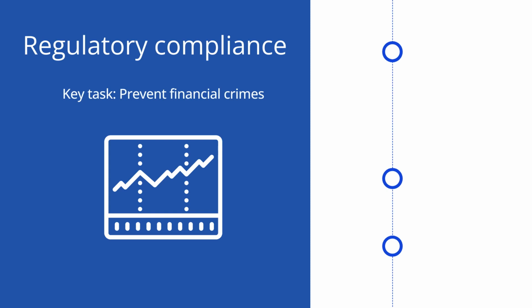Let's say you're a stock trading platform. Because of strict financial regulations, you need to regularly check your customers for suspicious activities to prevent financial crimes. For example, if your customer receives a large sum of money, this activity should trigger an alert. In such case, you must ask the customer to provide a source of wealth certificate. If the certificate doesn't check out, you need to discontinue the customer.